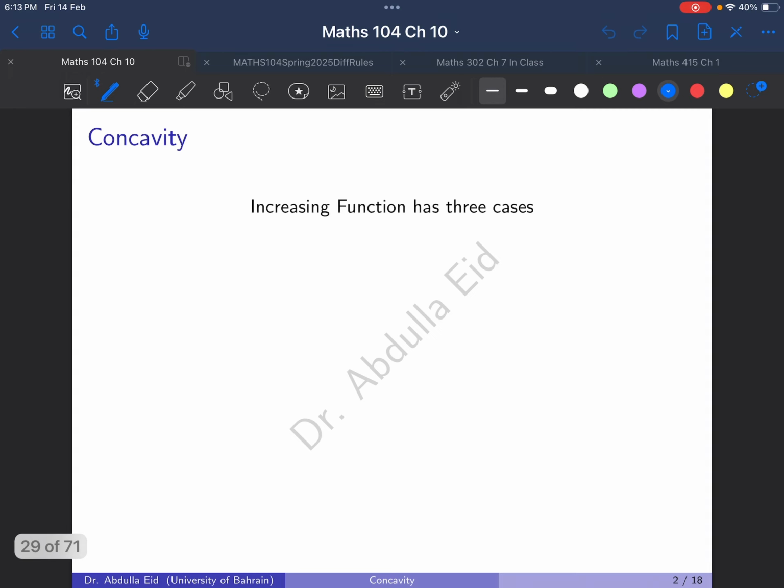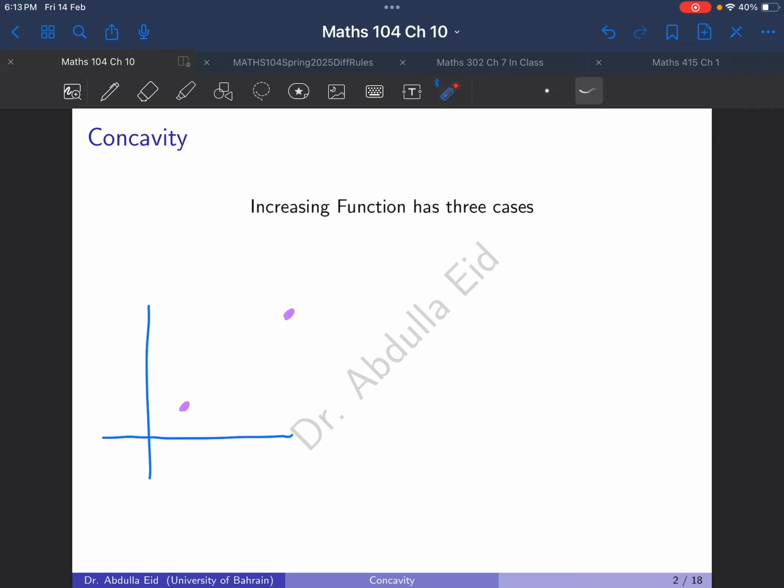In the beginning, I would like to focus only on increasing functions. And if you know, an increasing function has three different ways in which the function increases. Suppose I will move from this point to this point. I could move directly in a straight line. Also, I can move in a curve going like this. And the third case, I can go in a different kind of curve, like this one. So I have three different ways where I can connect those two points.